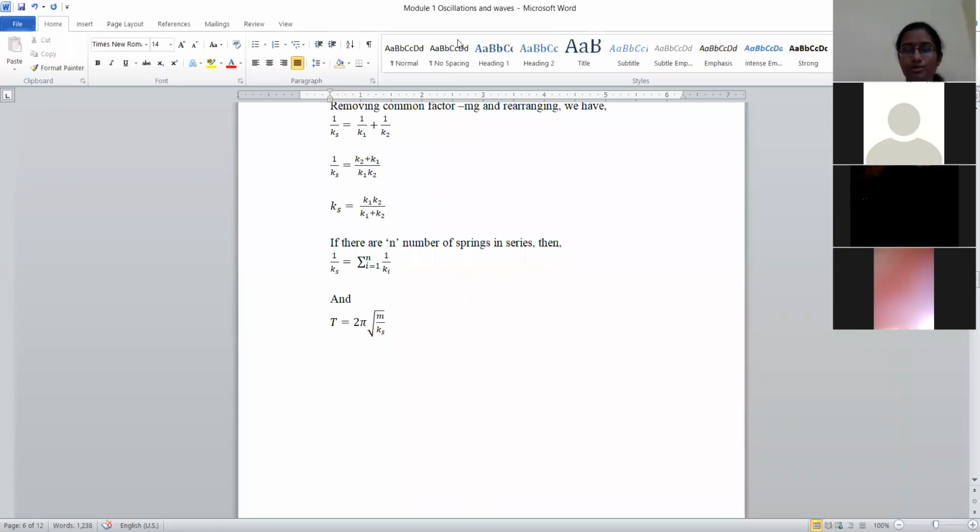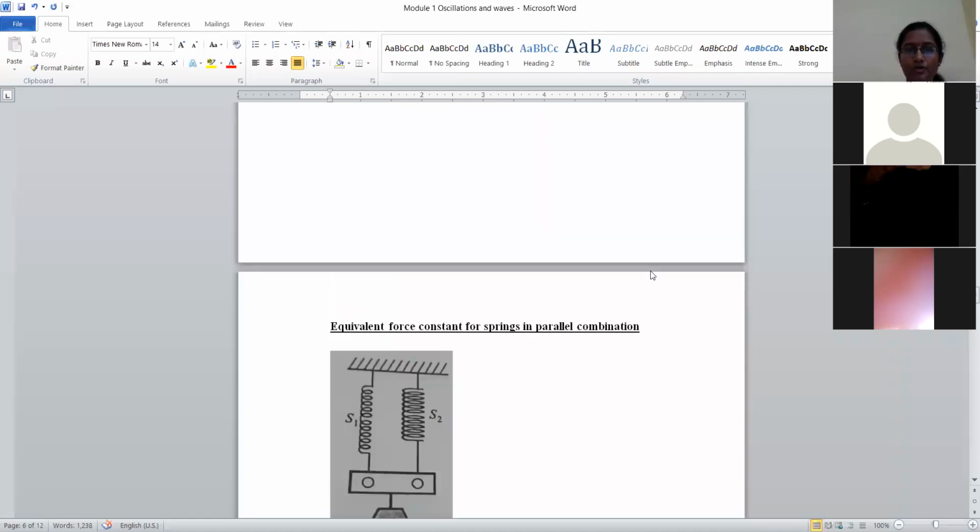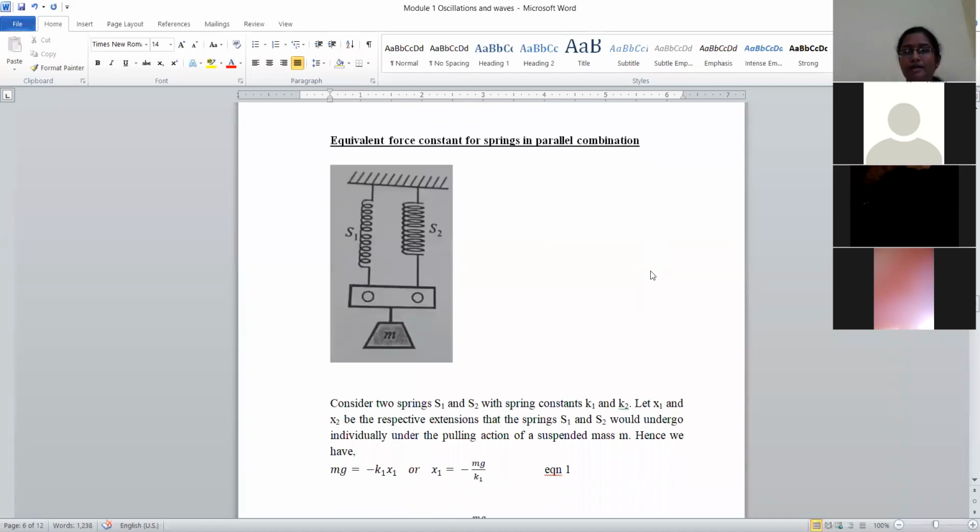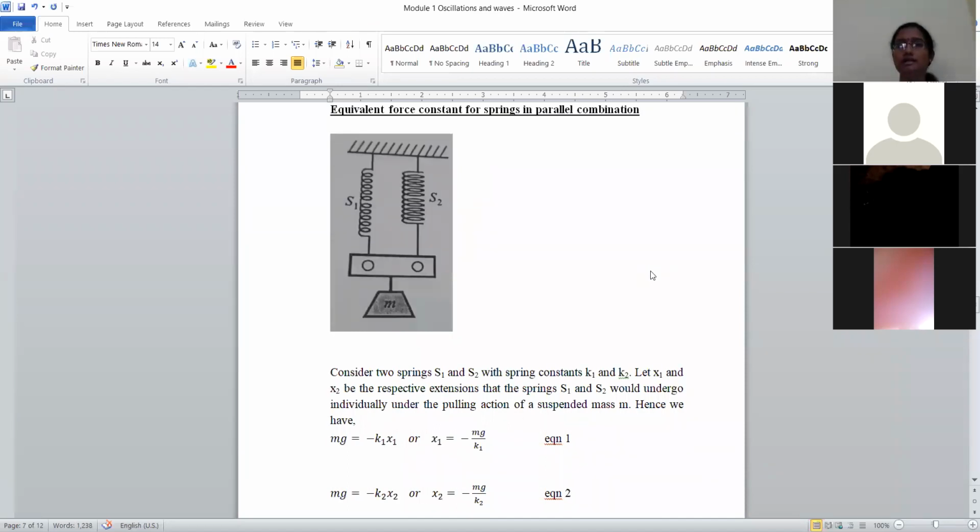So now we shall move to the equivalent force constant for springs in parallel combination. So we saw what is the value of force constant when two springs are in series combination. Now we shall discuss the force constant for the springs when they are connected in parallel.